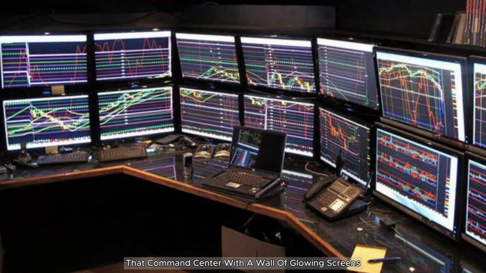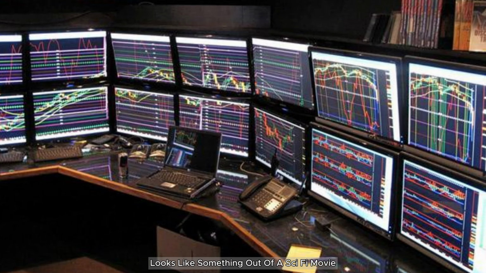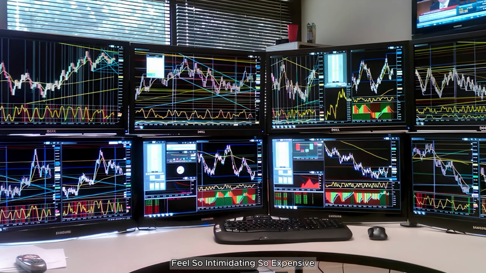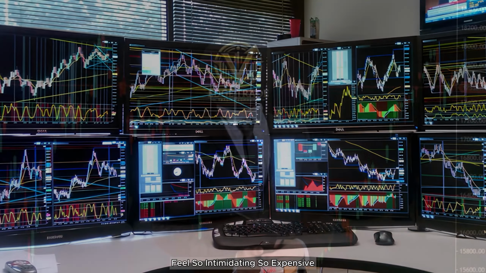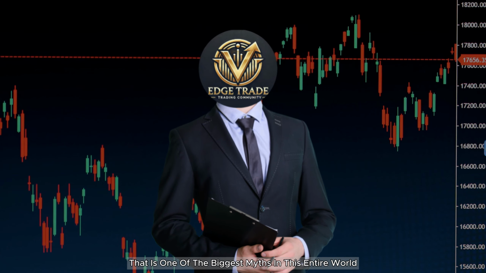You know the image, right? That command center with a wall of glowing screens, complex charts? Looks like something out of a sci-fi movie. It's the picture that makes trading feel so intimidating, so expensive. Well, I'm here to tell you that is one of the biggest myths in this entire world.